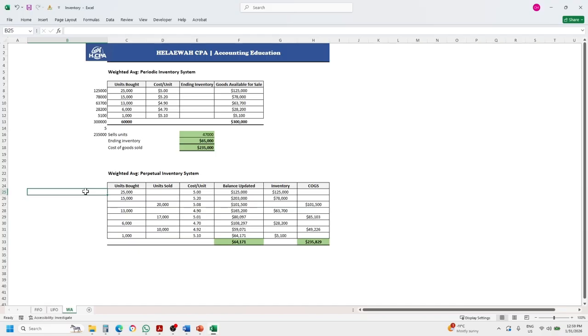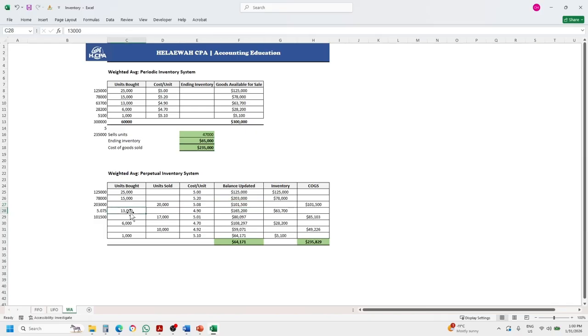In the perpetual system, we update after each transaction. So here, units times cost, units times cost, we add them together, and we divide this amount by 40,000, which is the quantity we have on hand, so we reach $5.075 for each unit. We sell 20,000, so 20,000 times the cost, and we get 101,500, the cost of what we sold.